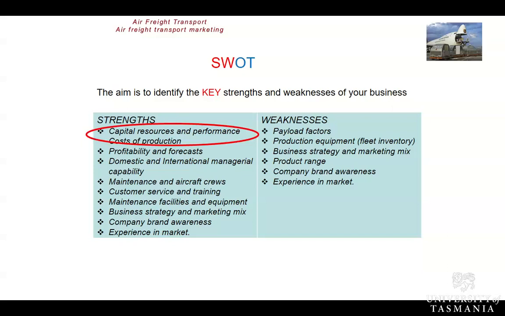So in this particular scenario, I've just pulled out a few strengths here. The first one is capital resources and performance. So what that's saying is that I'm performing well in regards to my cash and my capital resources. So I've got cash in the bank. Also, I've got a strength in maintenance and air crews. So I've got those situated very well within my network. So that's a real strength of what I do. I've got the costs associated with that down quite low.